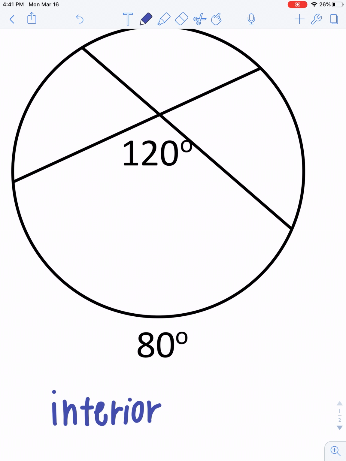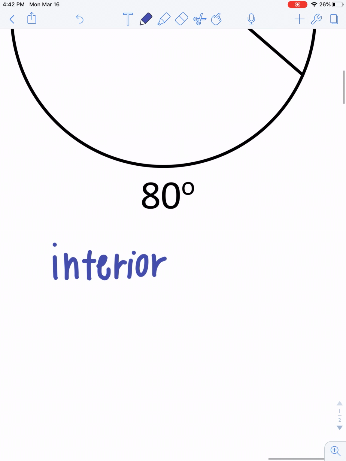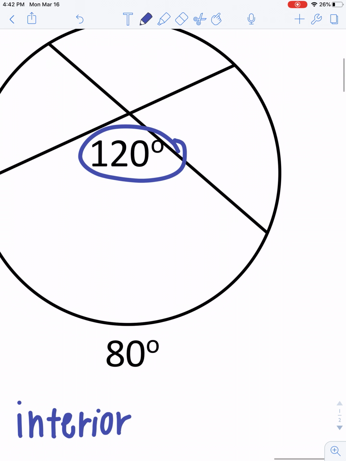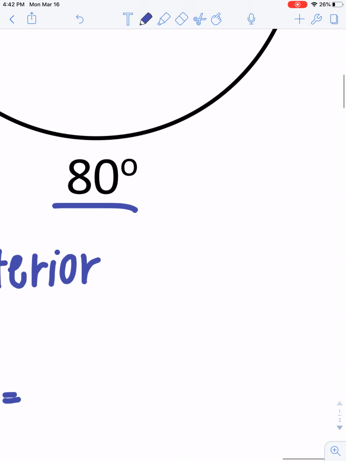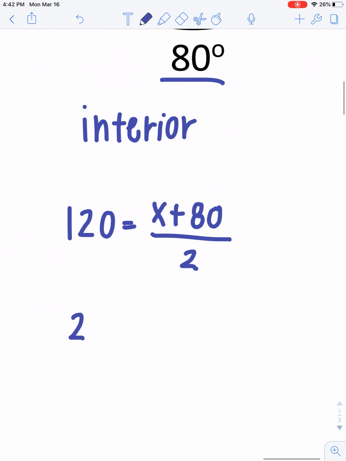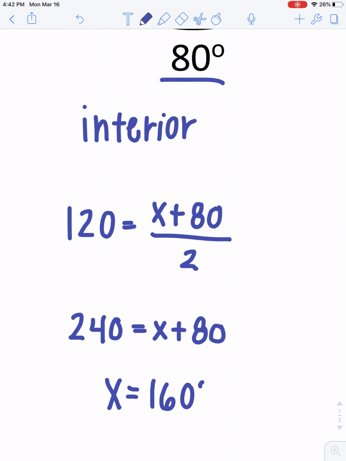So I know that I have 120 degrees is going to be equal to the sum of my two intercepted arcs added up and divided by 2. Now we're going to do our algebra to get us further along. And we can see that x is equal to 160 degrees.